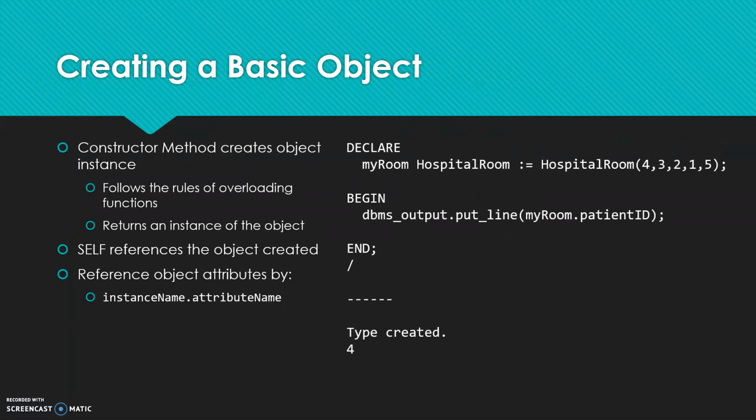Creating a basic class: constructor methods create objects, and the object instance follows the rules of overloading functions, returns an instance of the object, self-referencing the objects created, and referencing object attributes by the instance name dot attribute name. Here we can see that we declare my room as a hospital room, and we pass in different values to that hospital room. Then we can run the output of that, and it creates the type.